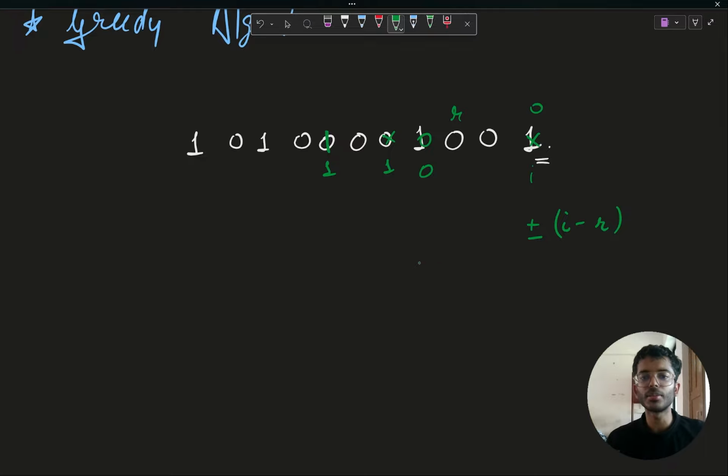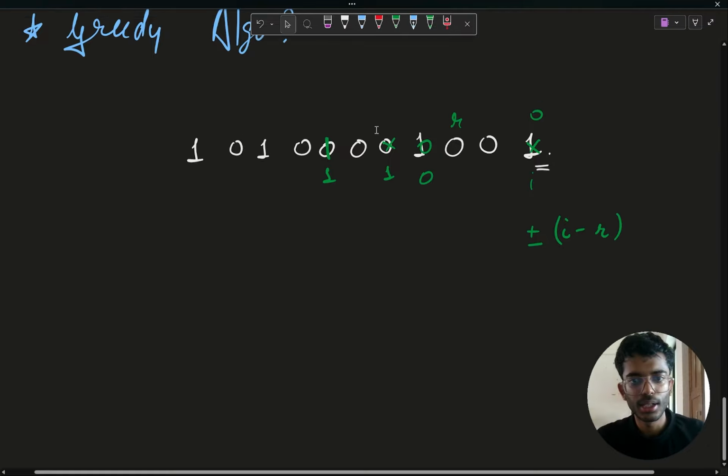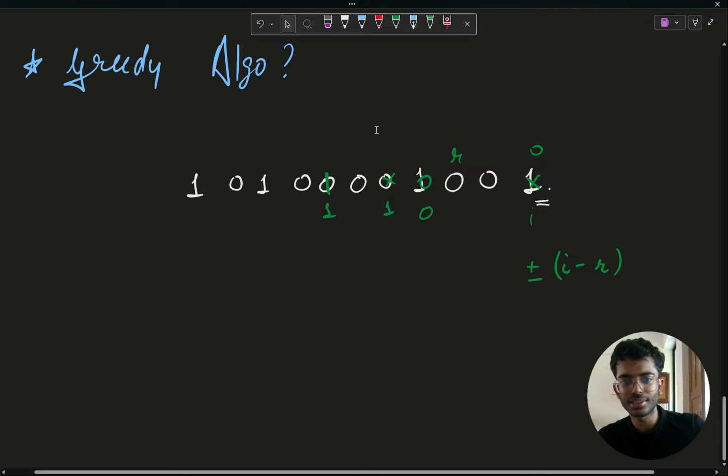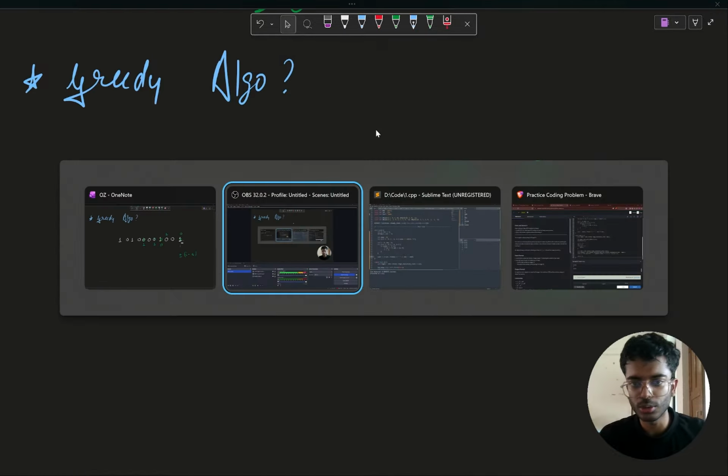And this will give us the minimum number of swaps we need, right? Because we are only swapping wherever it is absolutely necessary. And that's pretty much the whole solution. We'll discuss it once more in the code just to make it crystal clear. And now let's just move to the code.